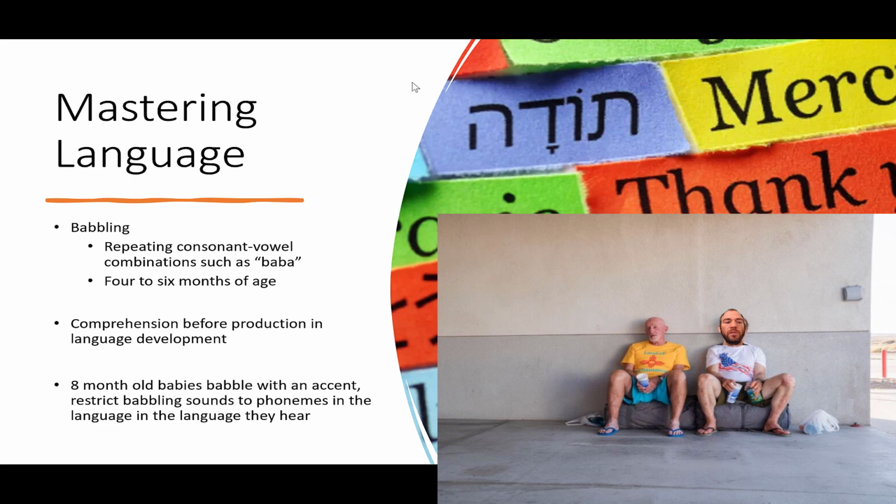Continuing on with babbling, repeating consonant-vowel combinations such as baba, at 4 to 6 months of age, and comprehension before production in language development. 8-month-old babies babble with an accent, restricting babbling sounds to phonemes in the language they hear. So the idea here is that, similar to cooing, now we have consonant and vowel combinations, done repeatedly, specific consonant-vowel combinations. And infants in particular are able to understand language before they're able to produce language.